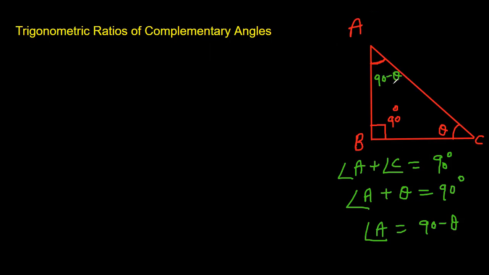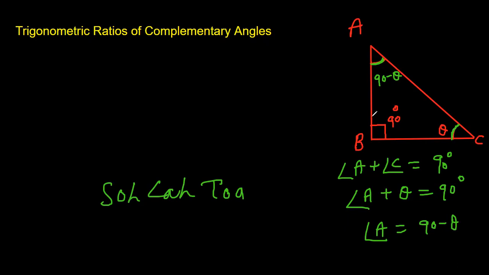Now we will write trigonometric ratios for angle A and angle C. Angle C is theta and angle A is 90 minus theta here. Now we have already learned SOHCAHTOA. We write these trigonometric ratios by SOHCAHTOA. This says sine is opposite by hypotenuse, cos is adjacent by hypotenuse, and tan is opposite by adjacent.